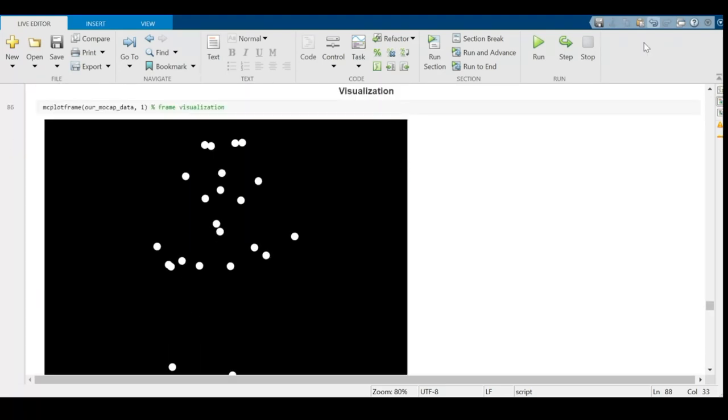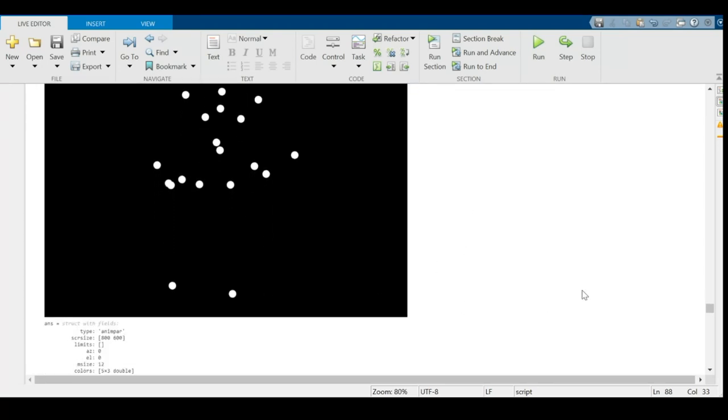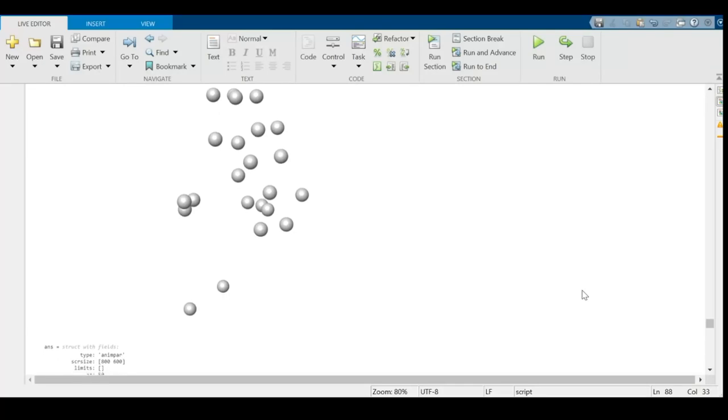We can visualize our data in 2D, 3D, but also create an avatar.